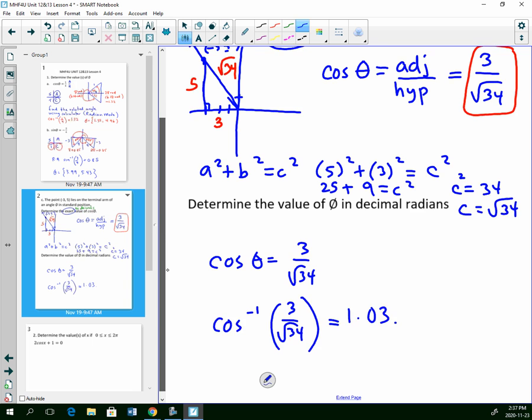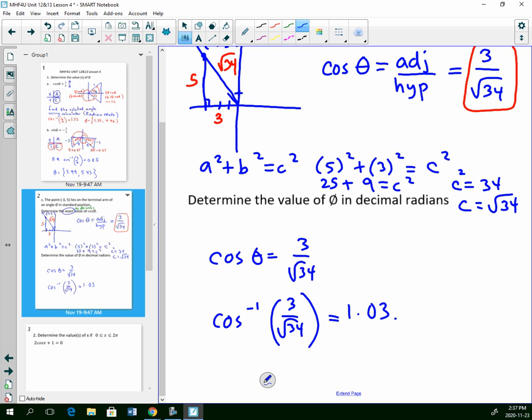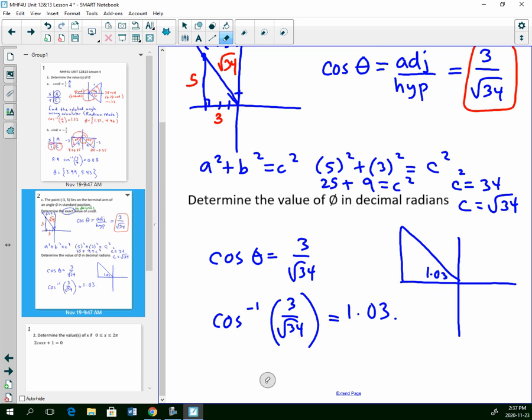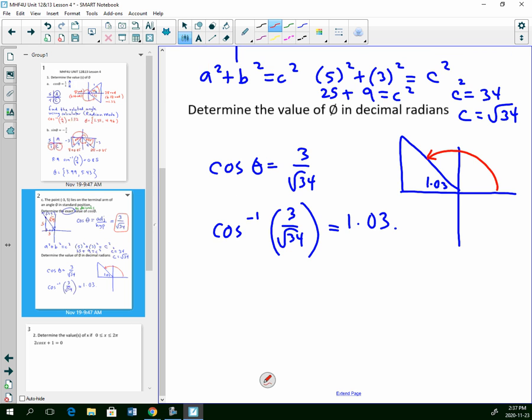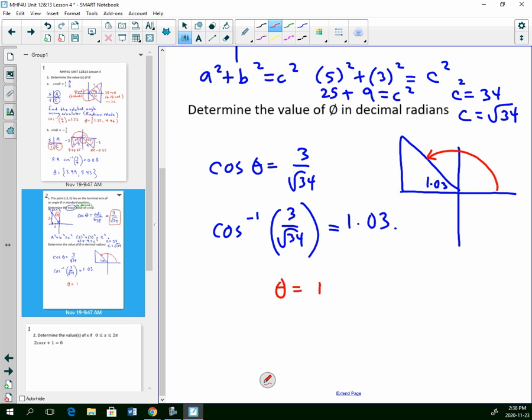Now remember that it's in quadrant 2. So you have determined this related angle as 1.03. The actual value of theta is from 0 to that terminal arm. So theta would be pi minus the related angle.